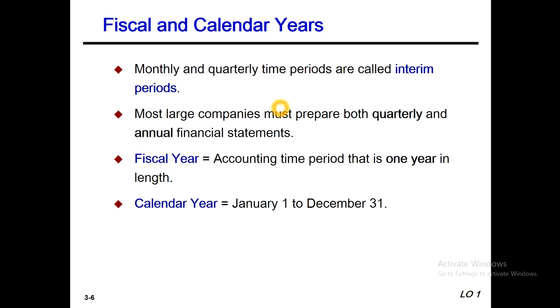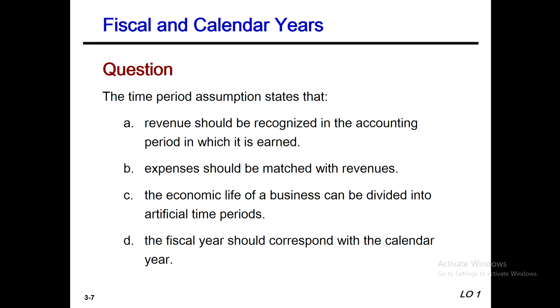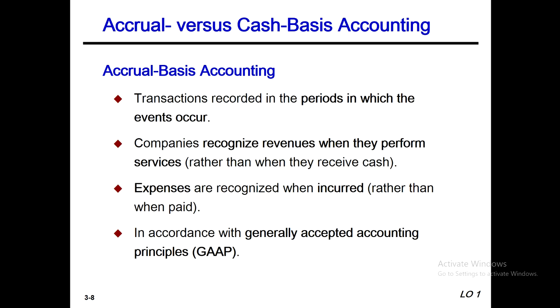Monthly and quarterly time periods are called interim periods. Most large companies prepare quarterly and annual financial statements. A fiscal year is an accounting time period that is 1 year in length, and a calendar year covers 12 months, January 1 to December 31st. The time period assumption states that the economic life of a business can be divided into artificial time periods.